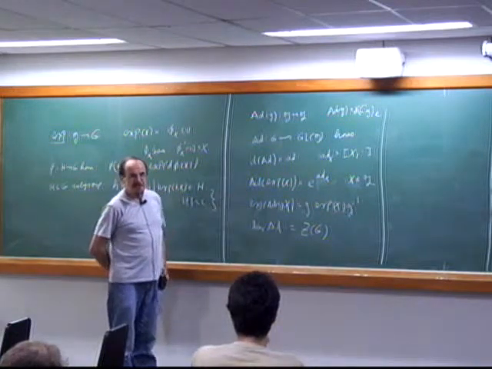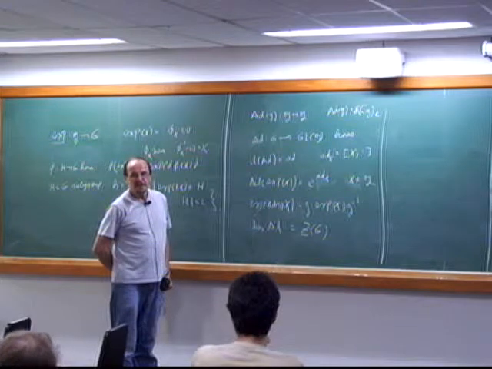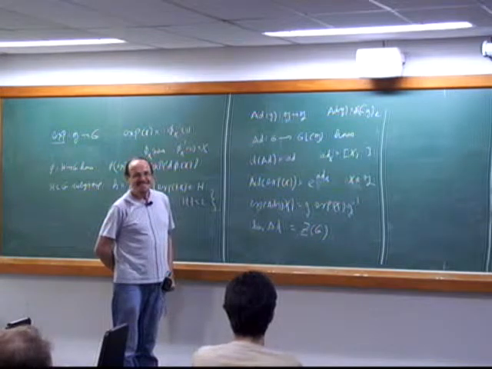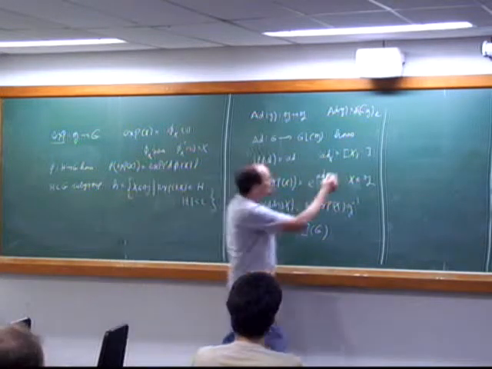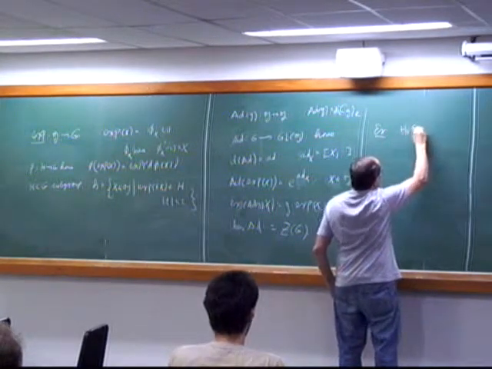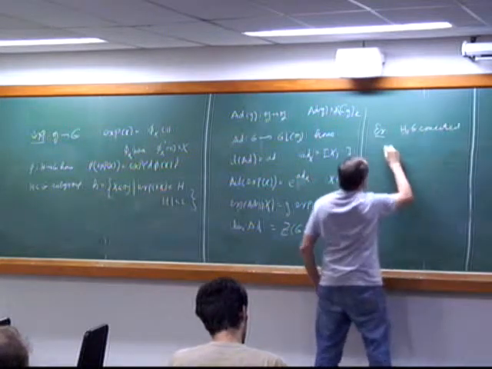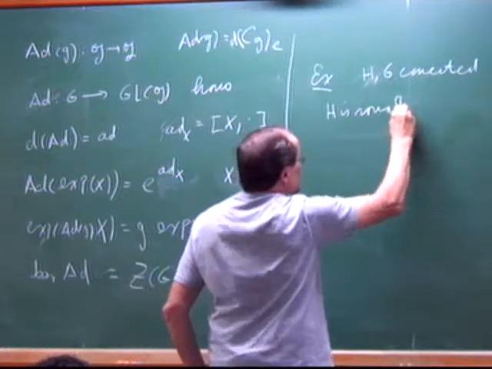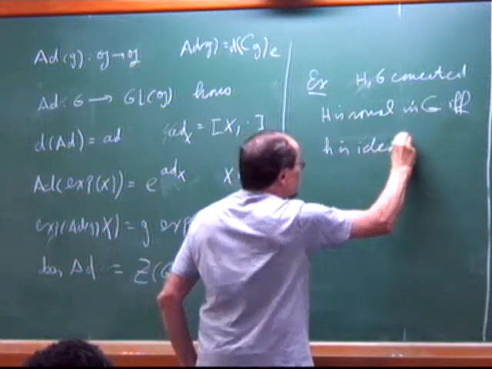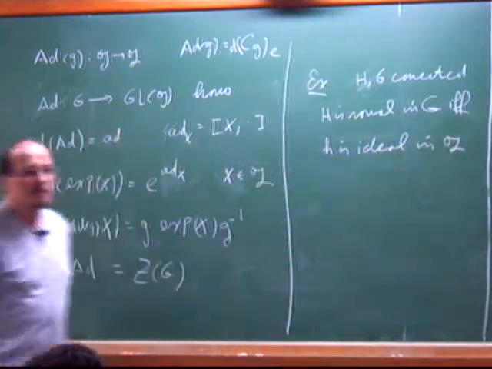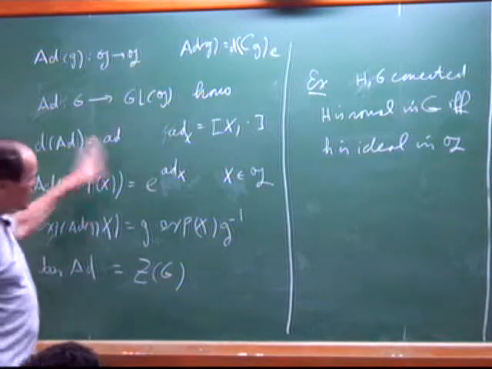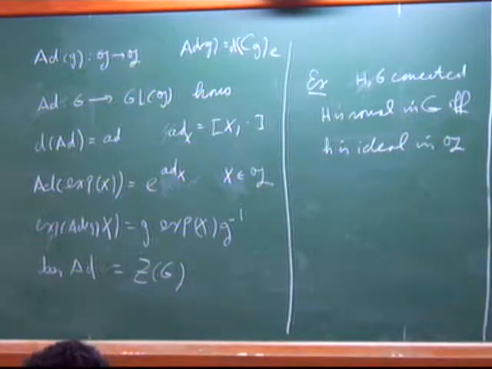Did you use this one already in the exercises? On Friday, did you use these properties of the adjoint? No? Yes? For example, one thing I'm going to use frequently is, say, as an example, say H in G connected, and H is normal in G if and only if h is an ideal in g. So, okay, that's an important application, for example. And you can see how powerful these are when you do all these exercises. They're amazing.